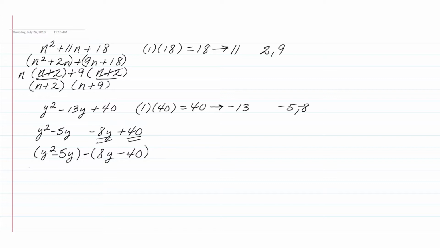Okay, so out of our first parentheses, we can pull out a y. That's going to leave us y minus 5. And in our second parentheses, we can pull out an 8, and that'll leave us y minus 5. Okay. So our greatest common factor, of course, is the y minus 5. And what's left will be y minus 8.